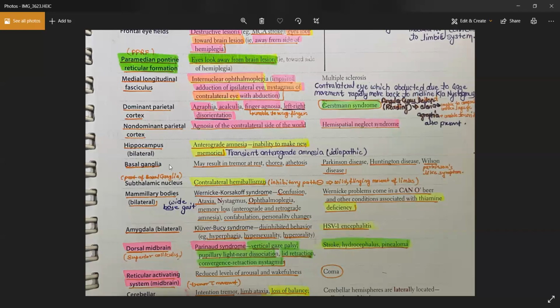Then you have the basal ganglia responsible for your movements. If the damage happens, you can get the tremors at rest. You can either get the chorea, you can get the athetosis. So you will get the Parkinson's disease. And does anyone know what actually happened in the Parkinson's disease? What neurons get lost? Dopaminergic neurons.